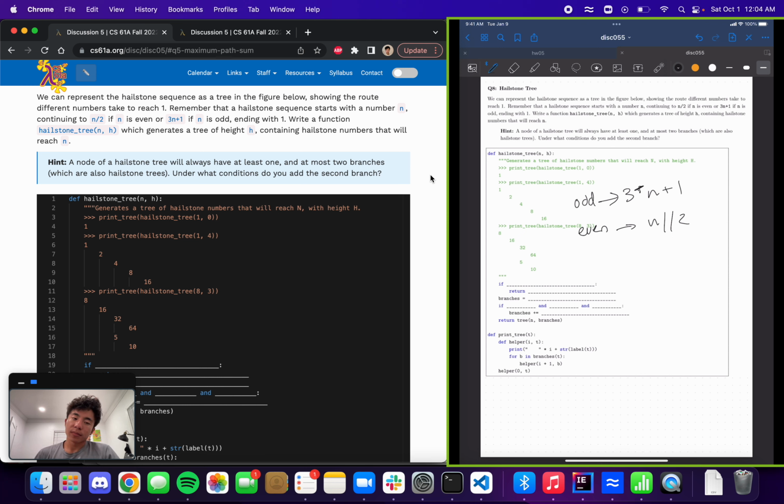And here, it's kind of interesting. We actually want to generate a hailstone tree. And what does it mean by a hailstone tree? So we have a number n, and then the height, when it branches out, we're kind of going to list the elements that it could have come from. That might not make sense right now.